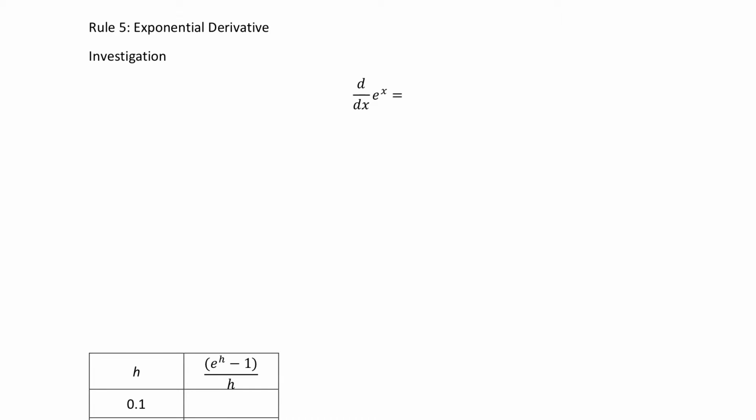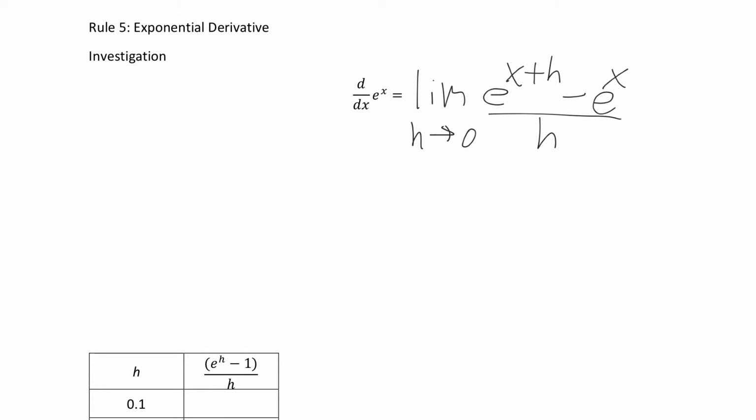So the derivative of e to the x will simply be the limit as h approaches 0 of e to the x plus h, because it's f of x plus h and our function is e to the x, minus e to the x, all over h. Now, if we plug in h equals 0, we'll have e to the x minus e to the x, so we'll have 0 over 0. We'll need to do some more work.